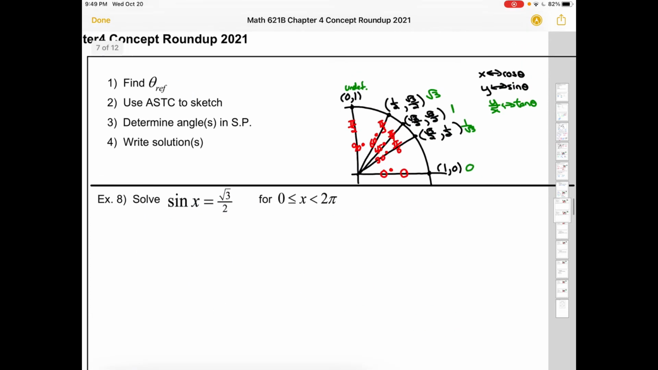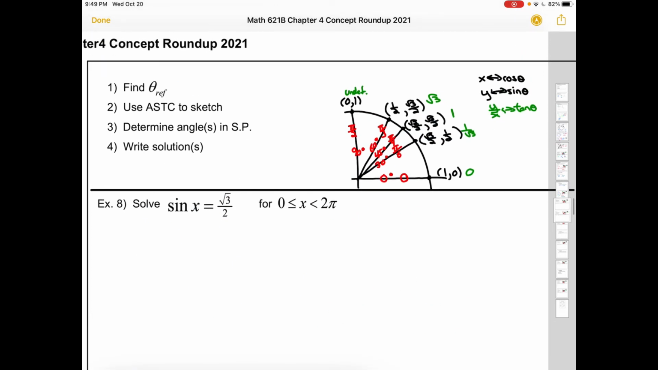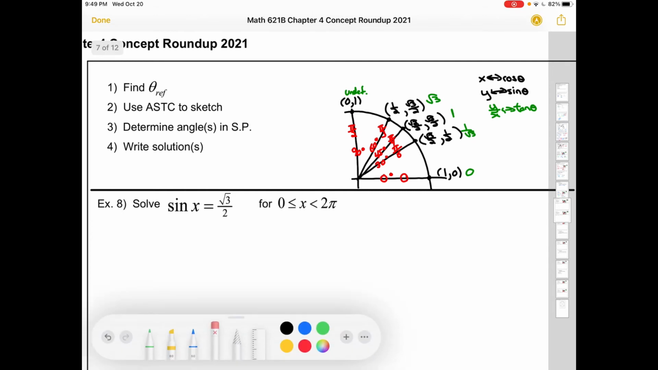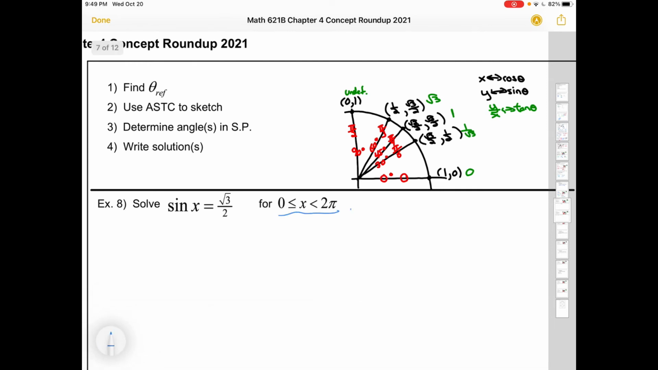So here we go. We have sine x is root 3 over 2. What's changed here? We're now in radians. Okay, so same sort of thing, though. We're going to find the reference angle. Where is sine root 3 over 2? Sine is y values. Here's a y value of root 3 over 2. That means we're talking about this angle right here, and I'm going to write it in radians, pi over 3.